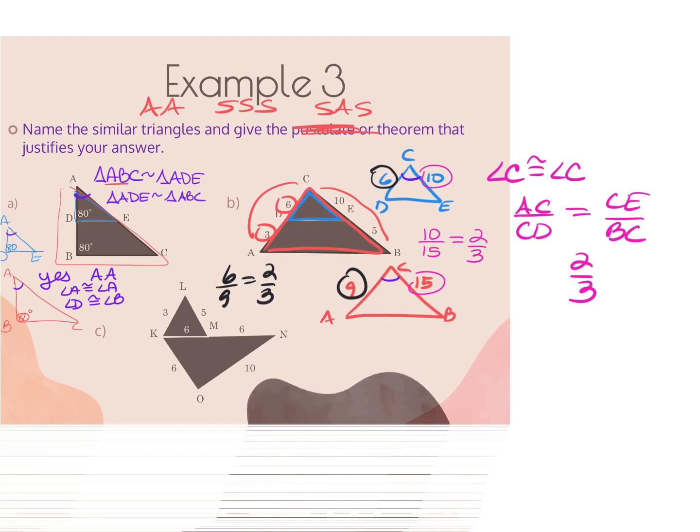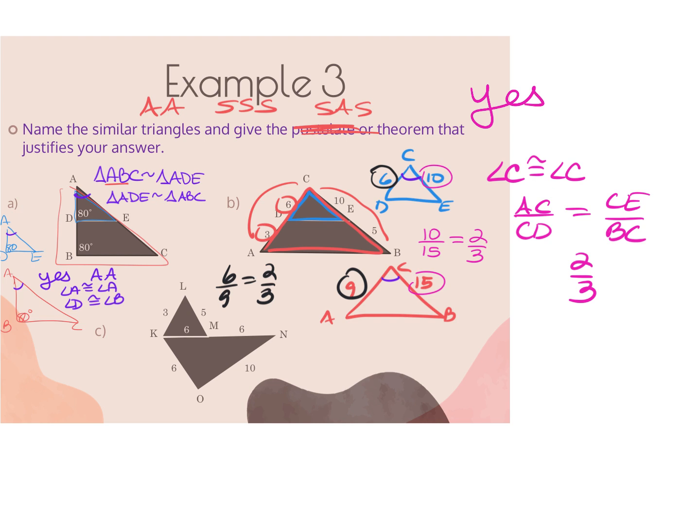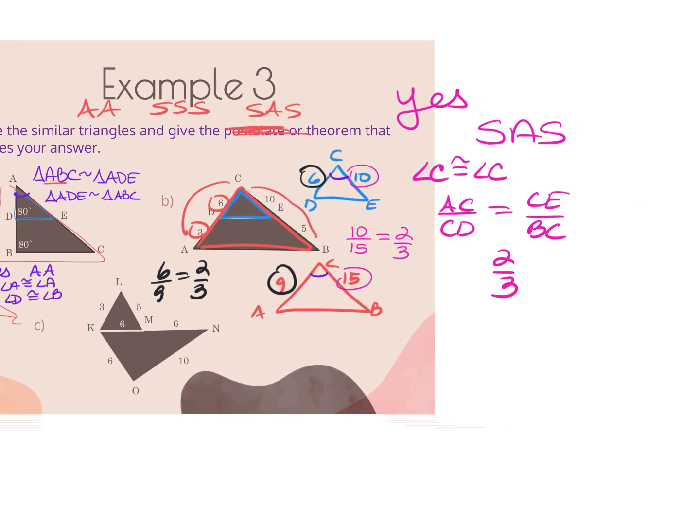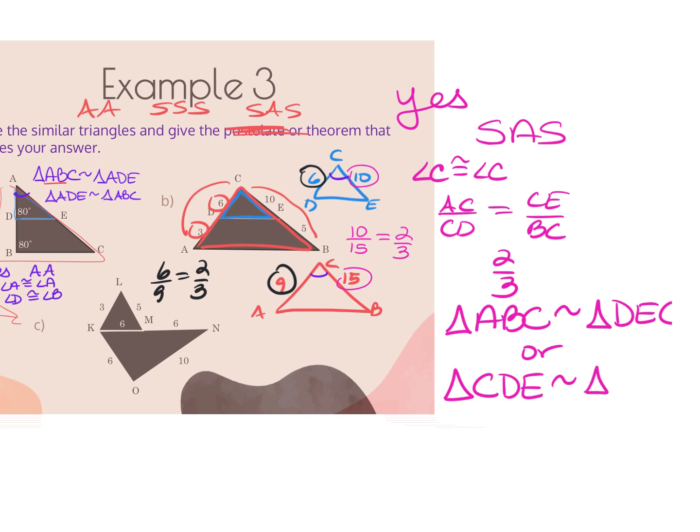So this would have been yes, and the acronym or shortcut or theorem would have been side angle side, and your similarity statement would have been triangle ABC is similar to triangle DEC. Or again, you could have started alphabetically with the little one, CDE is similar to CAB. Again, it doesn't matter. Just make sure that the letters, where you place them, match with their corresponding congruent angles.